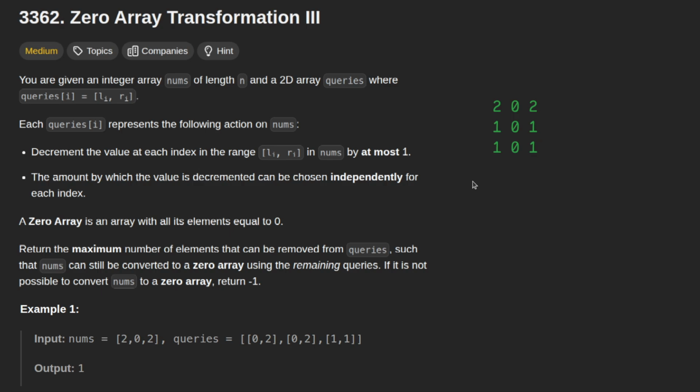Now for the second query I again get 0 to 2. So from 0 to 2, I again perform the same operation, subtracting 1 from the first, 0 from the middle and 1 from the last. Then I'll get [0, 0, 0]. Since I am able to get [0, 0, 0], I will say that it is a zero array.